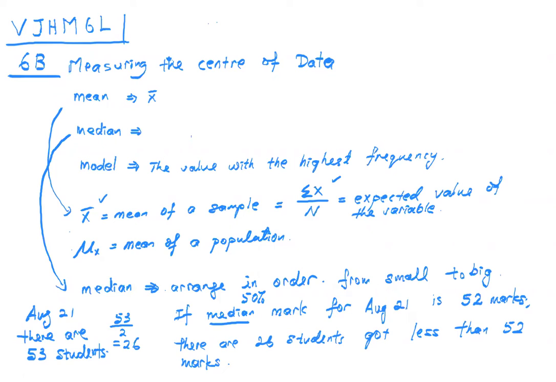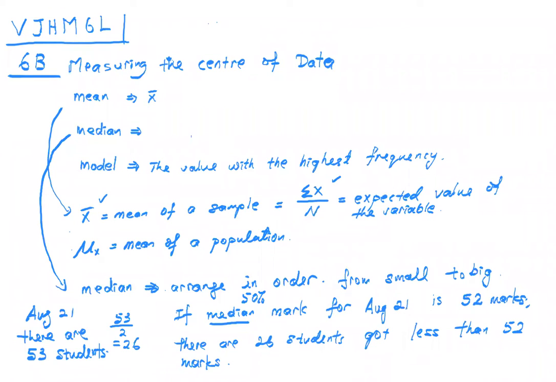Are you clear? Another 26 will get more than 52 marks. Are you okay? So that is the meaning of median. When I count median, together with the mean, I will know whether there is an extreme value or not. Okay? So now let's look at example 1 on page 158.